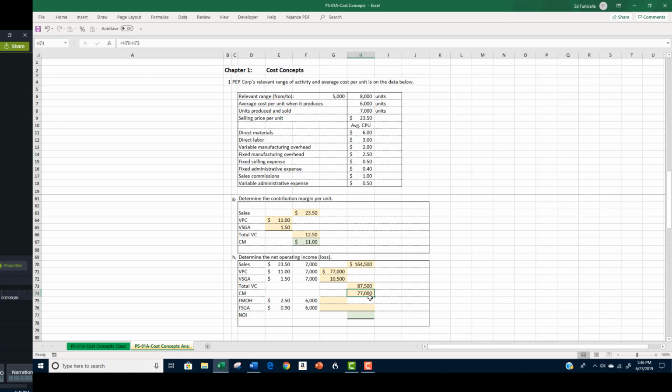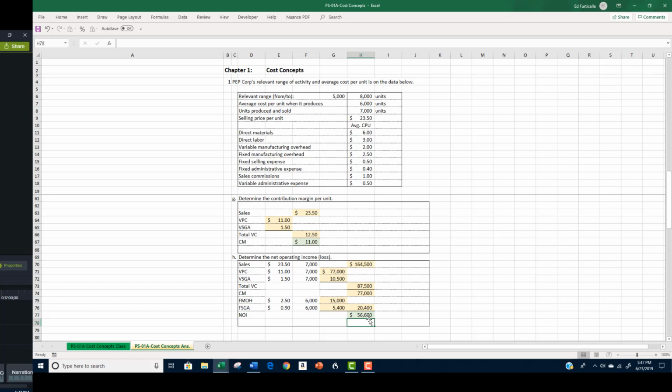The contribution margin totals $77,000 and represents the amount to be used towards covering fixed expenses and then towards profits for the period. Total fixed costs are $20,400, representing $15,000 of fixed manufacturing overhead and $5,400 of SG&A. Subtracting the total fixed costs from the contribution margin gives us a net operating income of $56,600.